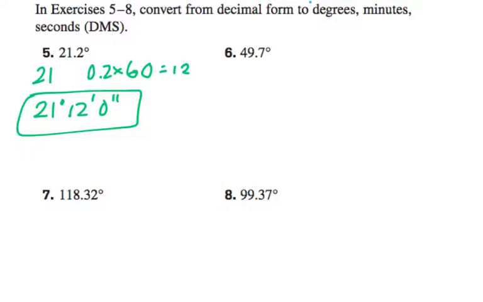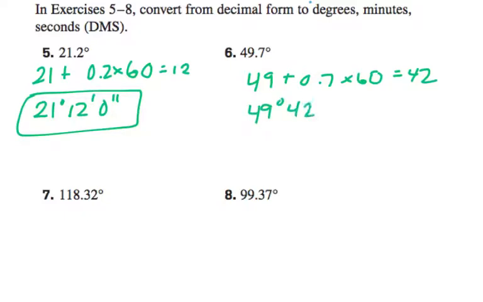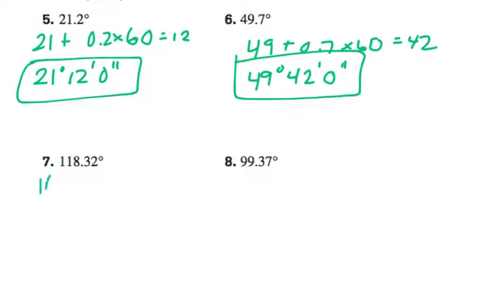Alright, next one is going to be taking the 49 and adding to it the 0.7 times 60. So 0.7 times 60 is just 42. So again, there's going to be no seconds. So it's 49 degrees, 42 minutes, and 0 seconds. Apparently I'm getting my words all mixed up. Okay, so the next one is going to be 118.32 times 60 added to that. And so this one is going to get you 19.2.